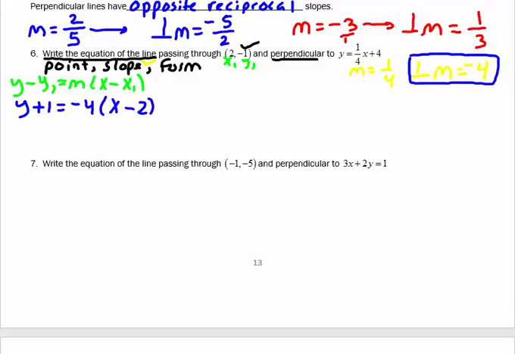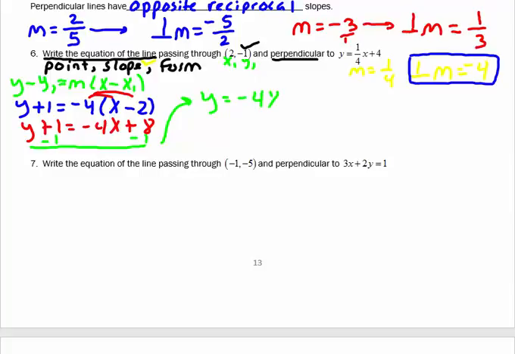Putting this into slope-intercept form, I'll distribute. So y plus 1 equals -4x plus 8. Getting the y by itself, I'll subtract the 1 over to the other side. So I'll end up with y equaling -4x plus 7. And we'll leave it in slope-intercept form.